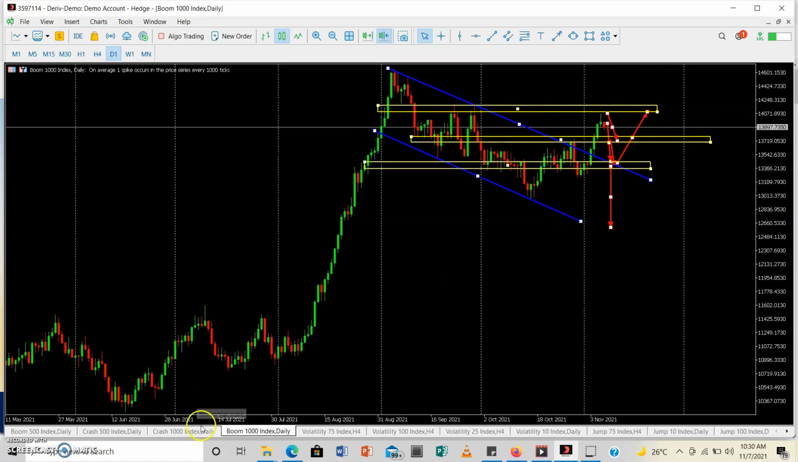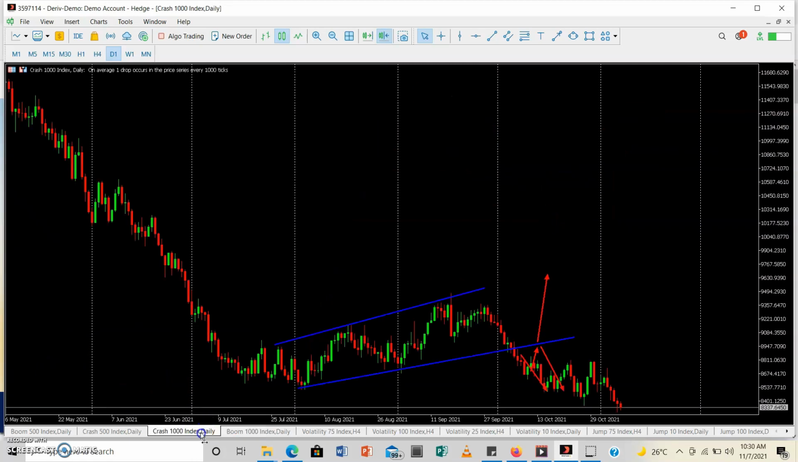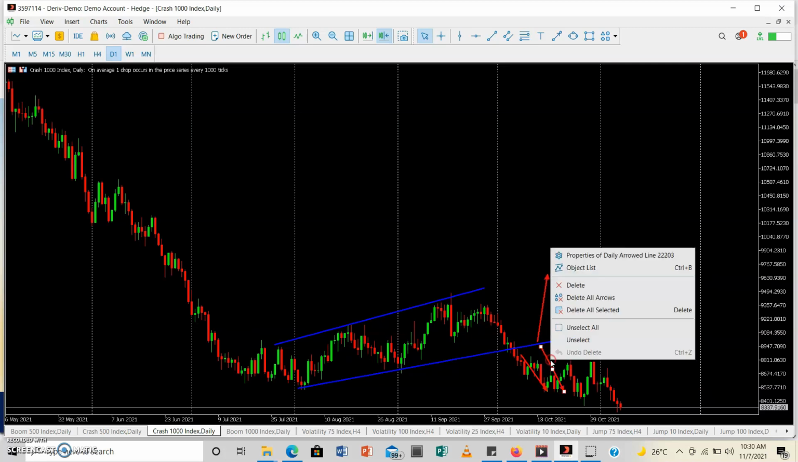Okay, let's move on to Crash 1000. Again, we'll be in a daily time frame. So this is what happened to Crash. We had a nice channel which was pointing up, which is an uptrend. We had a breakout, we tried to do a retest but failed, then continued in the direction of our breakout. So now what are we going to expect?